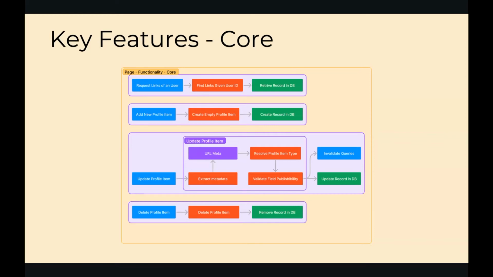Then we attempt to resolve the type of this URL, whether it's a video, Pinterest, or a generic link, and designate it with the corresponding type in the database. Once the mutation is finished, the front end will invalidate the query cache and fetch a new copy of the profile items, rendering the corresponding variants of the UI component given its type.